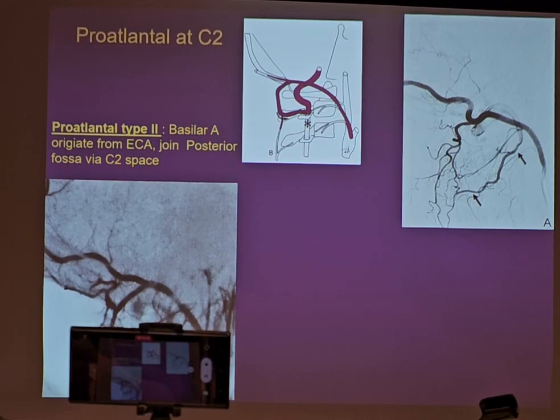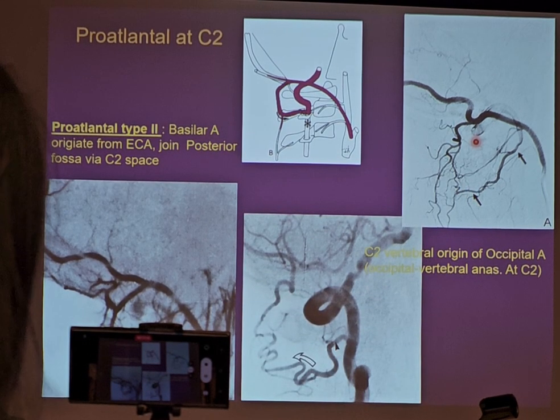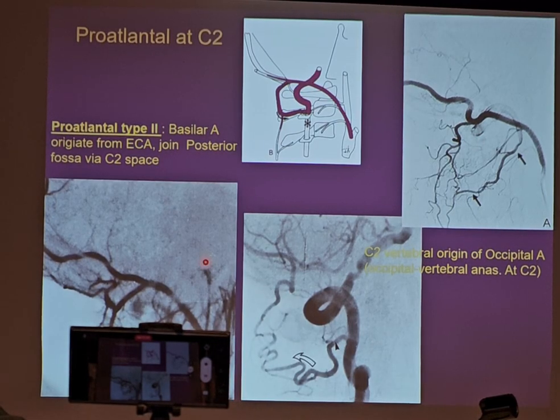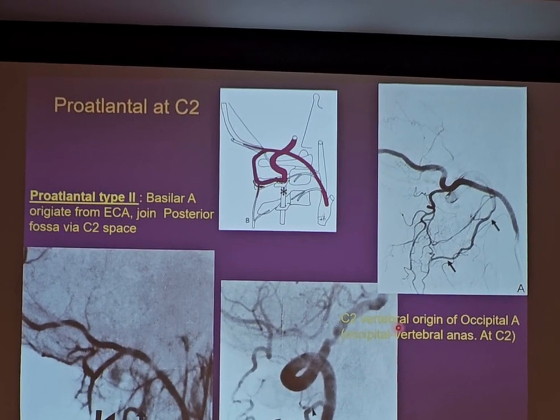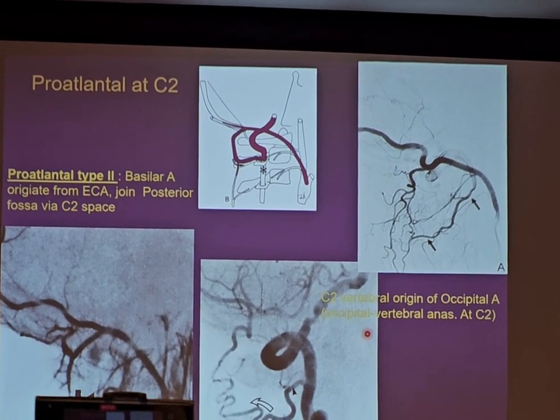The C2 can be seen either through the regular channel at C2, or can use also the kind of muscular branches around and becoming, for example, this is pharyngeal occipital injection. You see that at the C2 level, you fill up the vertebral artery. This one is also that you can see at C2 level, you fill up the vertebral artery. So this channel can persist and it can be of use in describing all these. For example, this can be described as C2 vertebral origin of occipital artery.